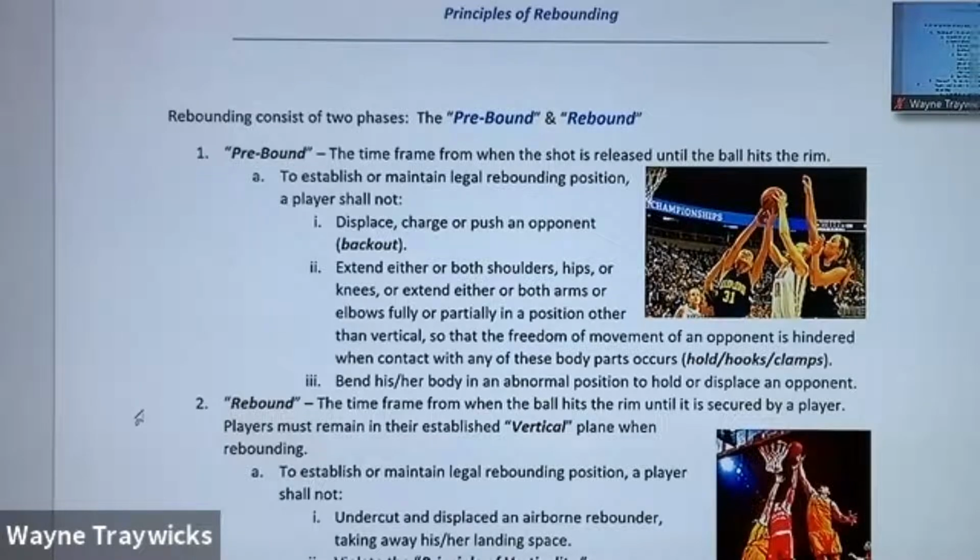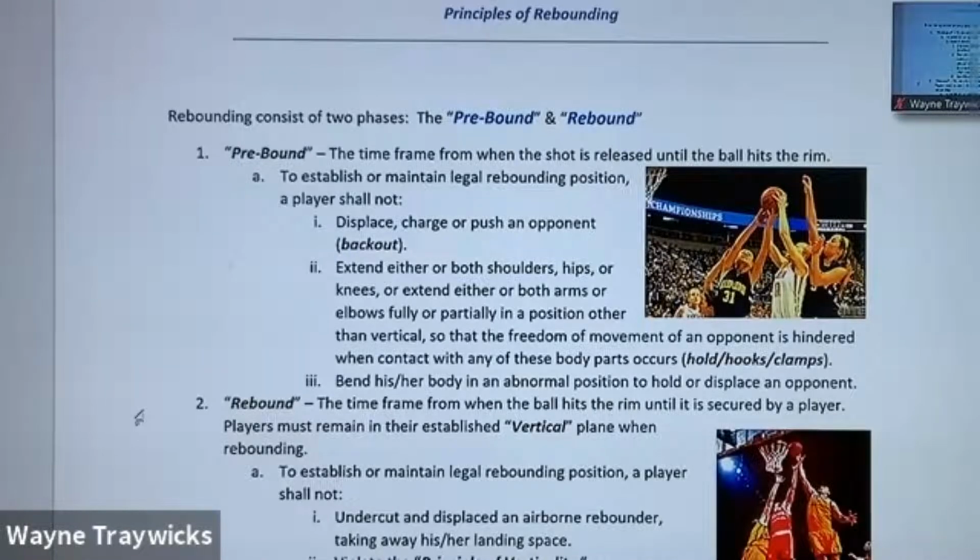And it's important to understand that to establish and maintain a legal rebounding position, the player shall not displace, charge, or push an opponent. Sometimes we confuse backing out with blocking out. The players can block out, but they cannot displace. The rules are pretty consistent across the levels from high school to college to the professional ranks, men and women. They're pretty consistent, some slight differences here and there, but overall, they're pretty much the same.